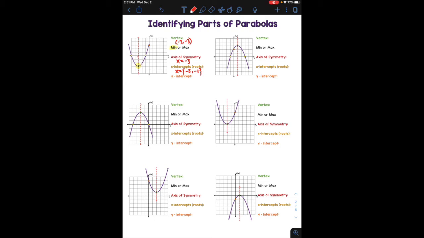And lastly, there is one y-intercept. That's where it crosses the y-axis. It's that orange point on the graph there. And in this case, we would say y equals, and it crosses the y-axis at 3. Let's take a look at the graph below here.